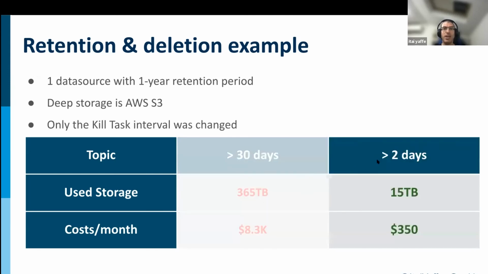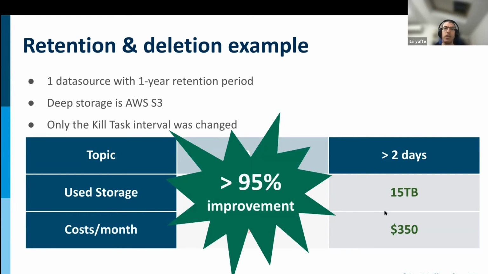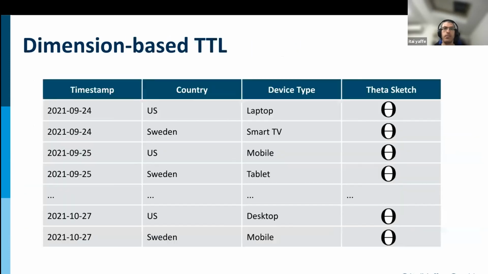Now, by only changing the kill task interval to delete all unused versions that are older than 2 days, we managed to drop the used storage to only 15 terabytes and the cost per month to only $350. So we are talking about over 95% improvement for only one single data source.